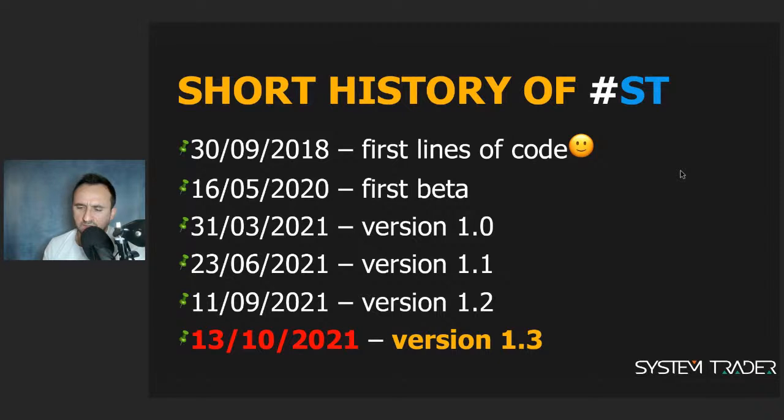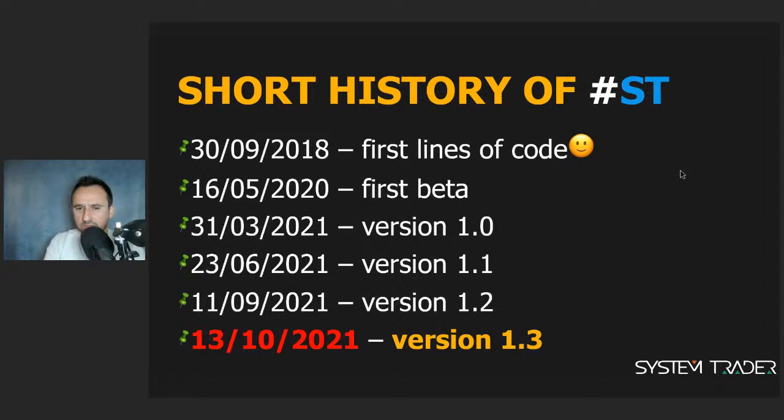And just a short history of the System Trader software. I started my podcasting at the beginning of 2018, and the first lines of code of the software were created at the end of 2018. So basically, I'm already creating that software for more than 3 years. The first, let's say, public beta version was available in May 2020.